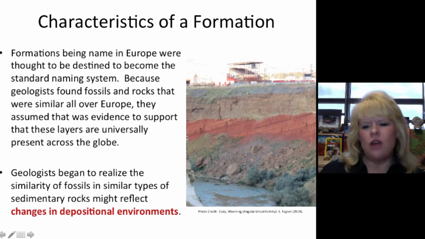So I look at this rock right here. This is actually an angular unconformity in Cody, Wyoming. So we were traveling there on my sabbatical, and I saw this. I was like, wow, look at that angular unconformity. You just don't see that every day.